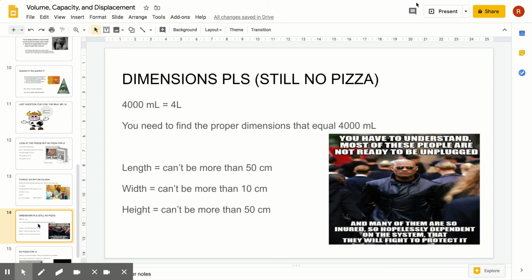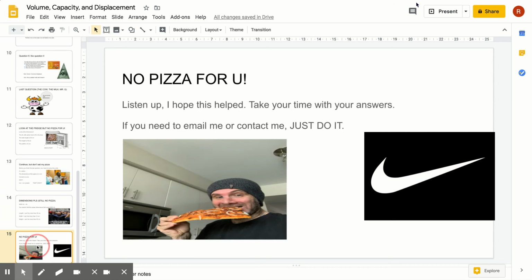Why is there a picture from a guy from the Matrix? When you're in grade 8, and if I'm around, I will definitely help you understand. You have to understand most of these people are not ready to be unplugged, and many of them are so injured, so hopelessly dependent on the system that they will fight to protect it. Last but not least, you still can't get the pizza because it's mine.